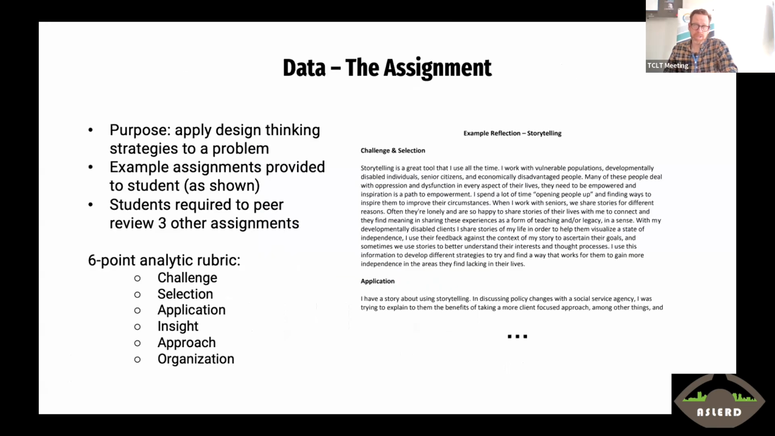So all students had to submit an assignment, and the purpose of that assignment was to apply some design thinking strategies to a problem. This is an example assignment on the right as shown, basically talking about storytelling and how it can be applied to design thinking. Students were required to peer review 3 other assignments, and then they gave an analytic rubric on 6-point scales to basically provide scores to these assignments, and that's what led to students either passing or failing the class.